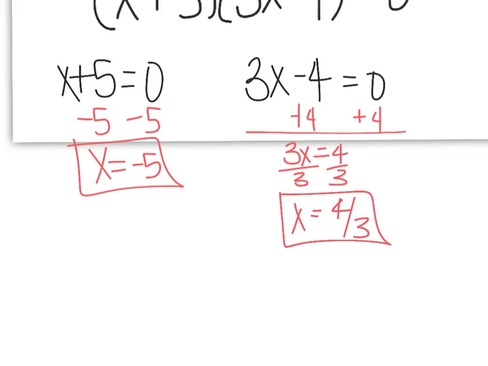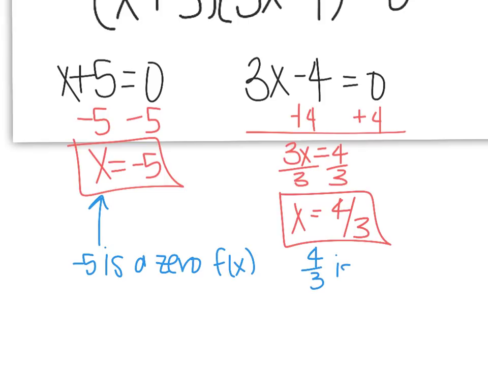So that tells me a couple things. Number one, that tells me that negative 5 is a 0 of f of x, of our function that we were working with. It also told me that 4/3 is a 0. That's what it means when I've solved it, that it's a 0.